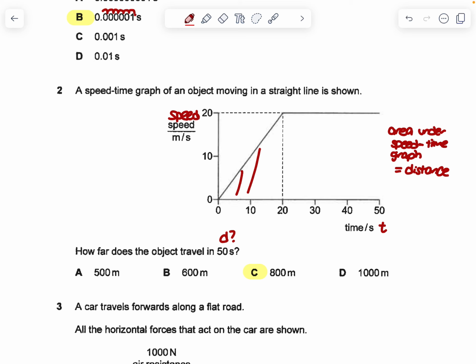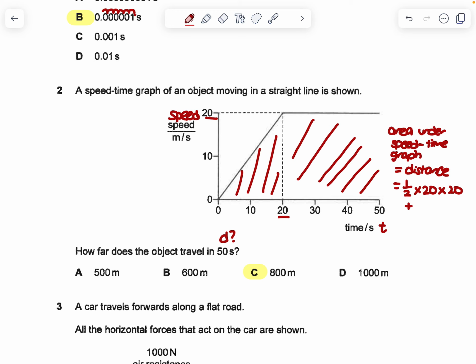So you just calculate the area here, which is equal to half times 20 times 20, plus the area here. So 50 minus 20 is 30, times, again, 20 here. You get 600. So you get 800 meters. Answer C.